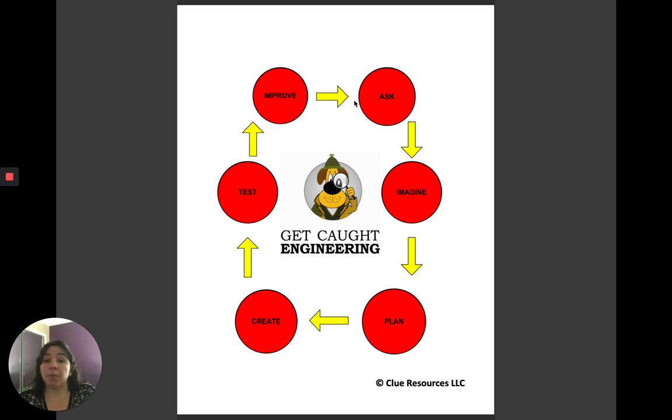Once we figure out what the problem is, the next step is to imagine how we can solve it. What different steps do we need to take to be able to solve the problem? Next, we need a plan.